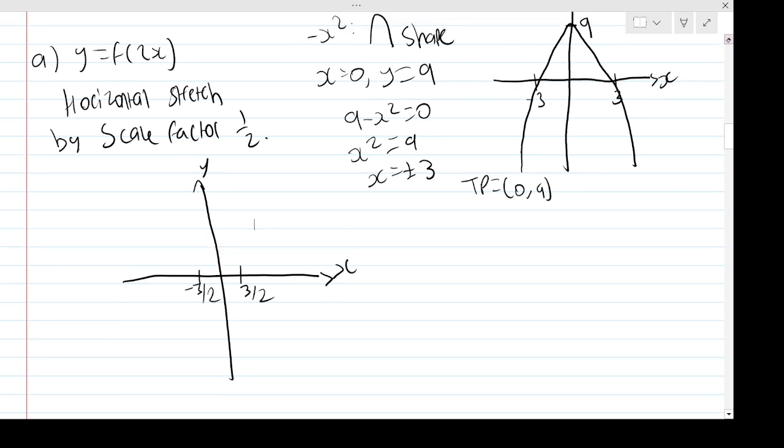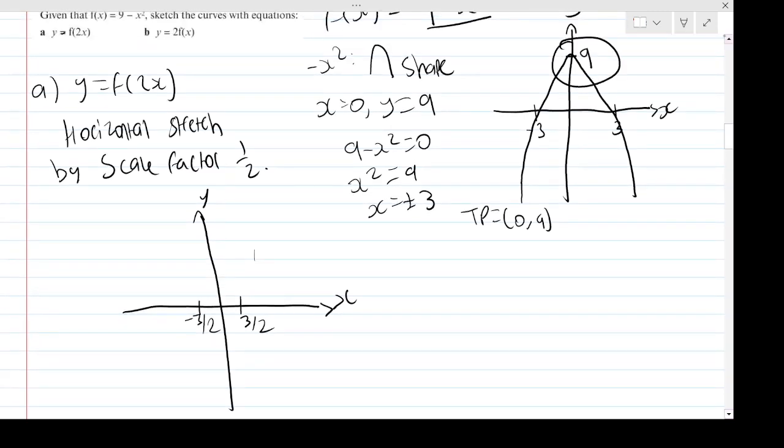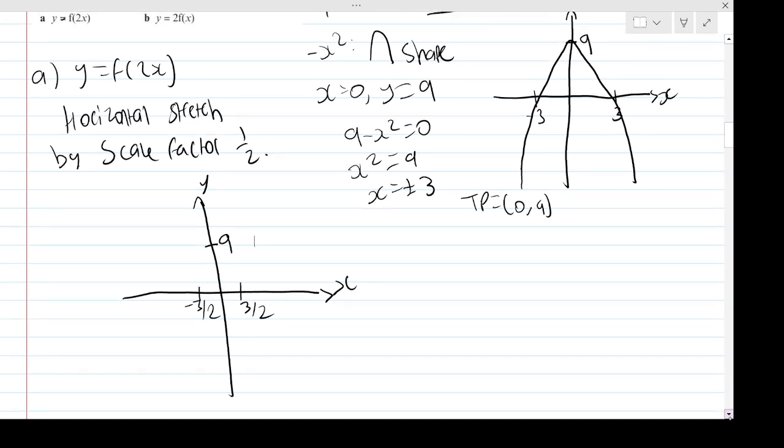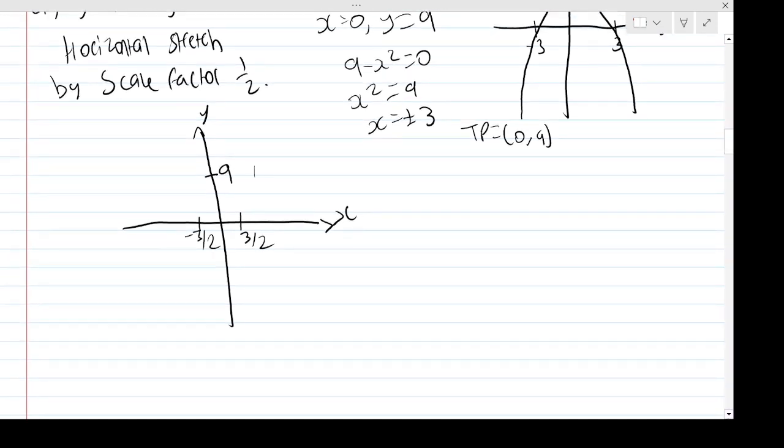But then the y-intercept is at 9. That's not going to change because that is when x is 0. Well, 0 times a half is still 0. So that point is not going to change at all. So it's still going to pass through 9 about there. Okay. So therefore then we plot this quadratic curve through the new points. It's going to look like this. There we are. So that would be the graph y is f of 2x.